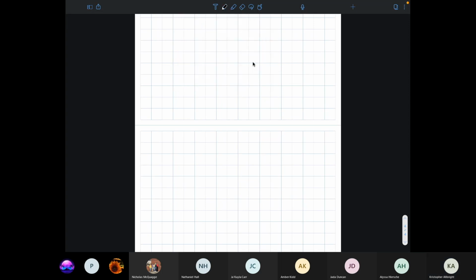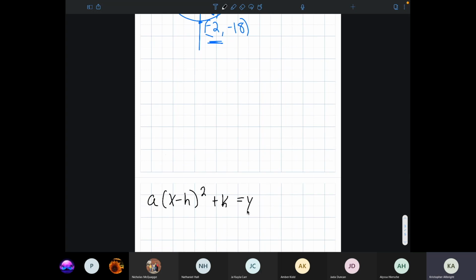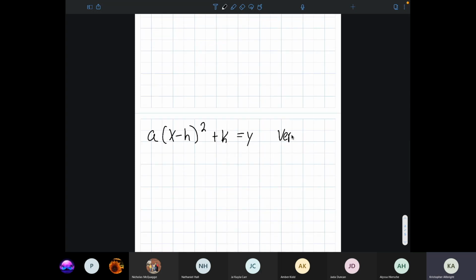Vertex form is a different way that quadratics can look, and it looks like this: a(x minus h) squared plus k equals y. This is vertex form. And it's a quadratic, so we know that it's going to be a parabola, just like the rest of our quadratics have looked. To find the vertex of this, it's actually pretty simple: h, k.